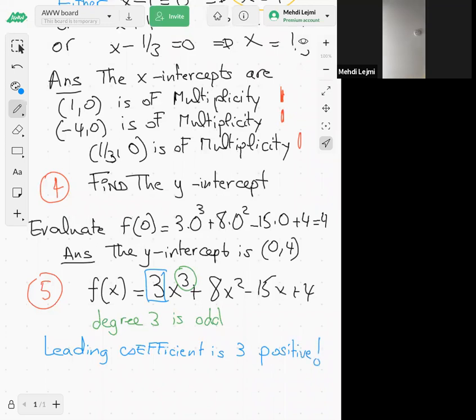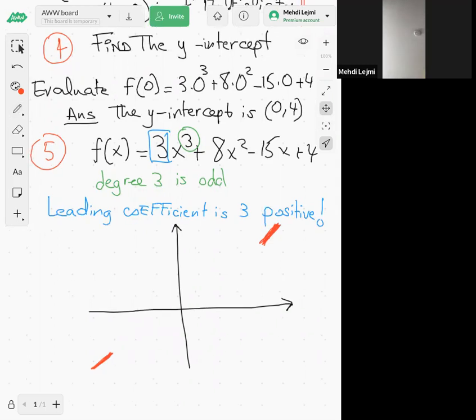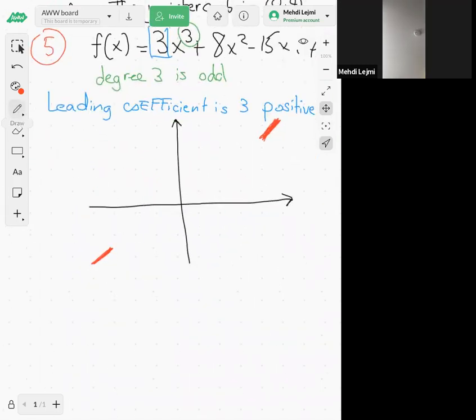Right? So if you take your table, when the degree is odd and the leading coefficient is positive, then the behavior at infinity is: at negative infinity, your graph is going to be right here, and when x goes to positive infinity, then here's your graph, right? And then the final question, graph f of x. Okay, so number 6, the graph.